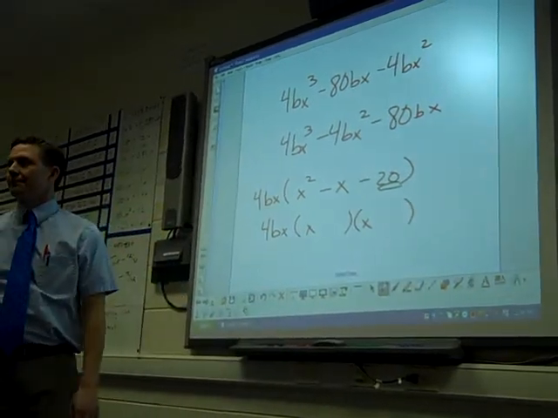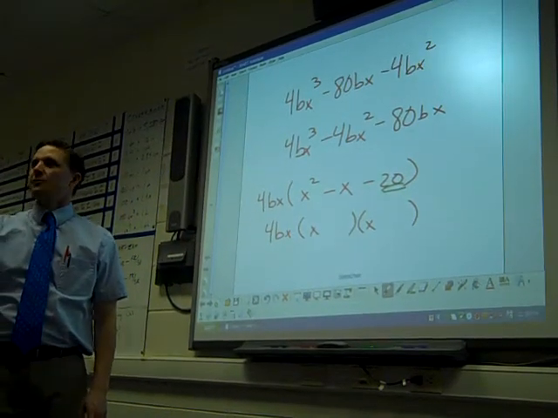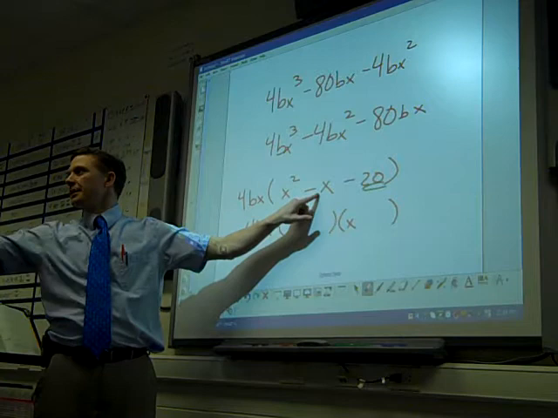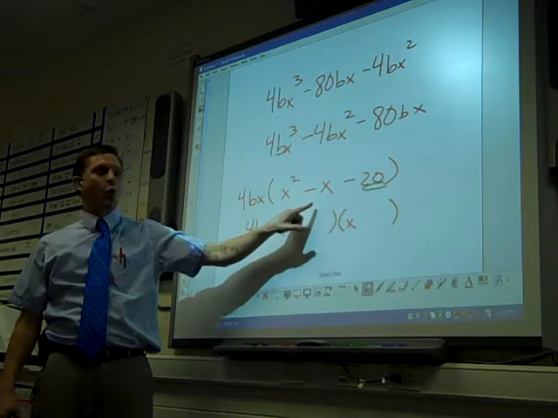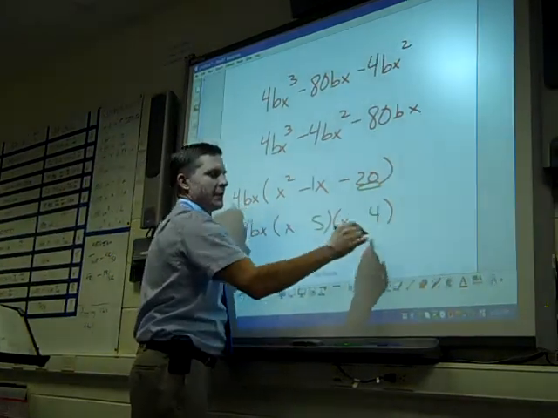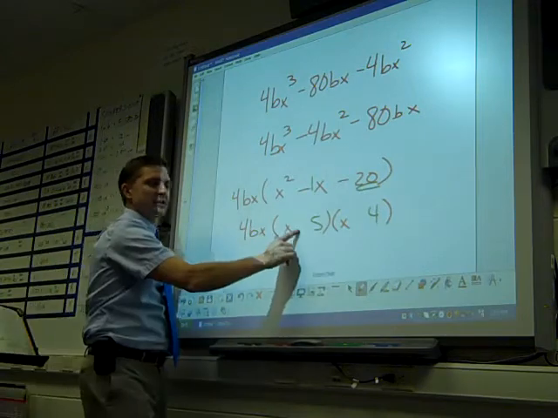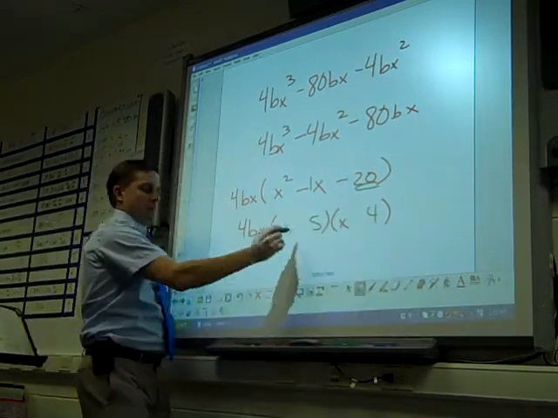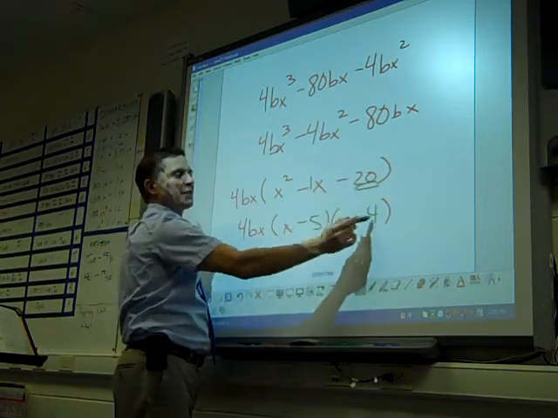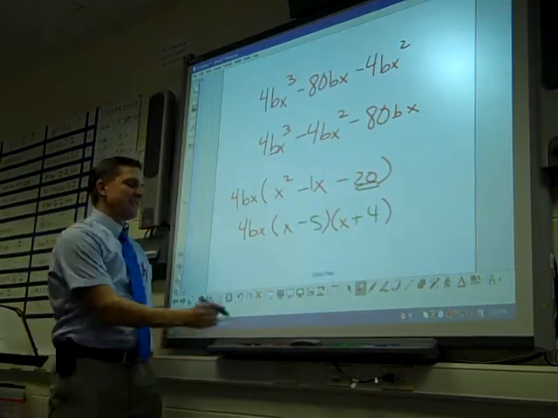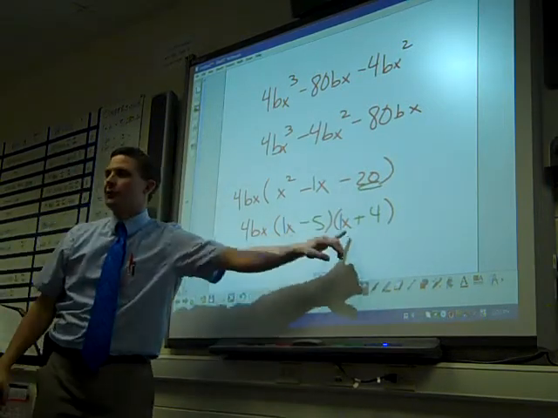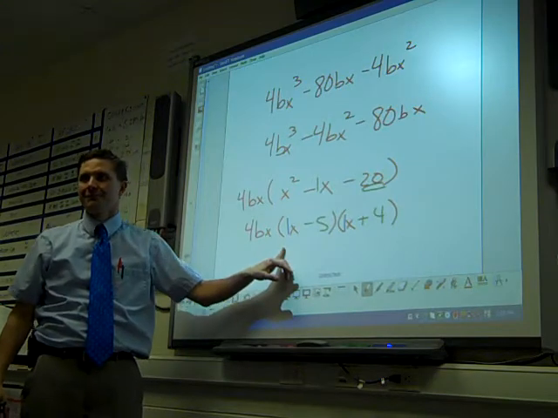What times what makes 20? 4 and 5. 1 and 20, which makes 21 or 19, that doesn't work. The next set is 2 and 10, which makes 12 or 8. 4 and 5 makes 9 or 1. So the question is, is it plus 5 minus 4, or is it minus 5 plus 4? Minus 5 plus 4. Negative 5 times positive 4 is negative 20. Negative 5 plus 4 is negative 1. And I stress again, this only works when these coefficients are 1. There's a different set of rules we'll have to use when these are not 1 on the binomials.